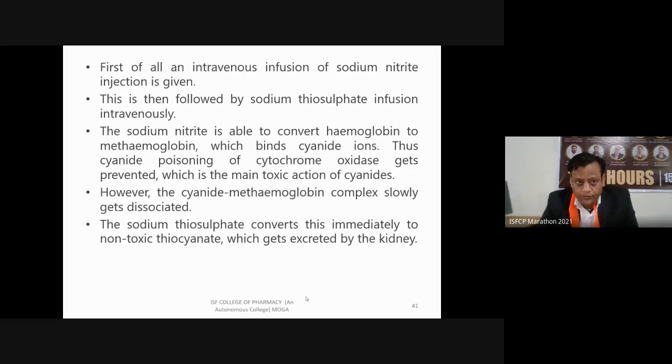So how is sodium nitrite working? It minimizes the cyanide poisoning because it converts hemoglobin to methemoglobin, which binds with the cyanide ion, and we can reduce the cyanide poisoning of cytochrome oxidase. However, the cyanide-methemoglobin complex slowly dissociates. So sodium thiosulfate immediately converts this cyanide to non-toxic thiocyanate, which gets excreted by the kidney. So sodium nitrite works by conversion of hemoglobin to methemoglobin and reduces the toxicity of cyanide, and sodium thiosulfate converts cyanide to non-toxic thiocyanate, which can be excreted by the kidney.